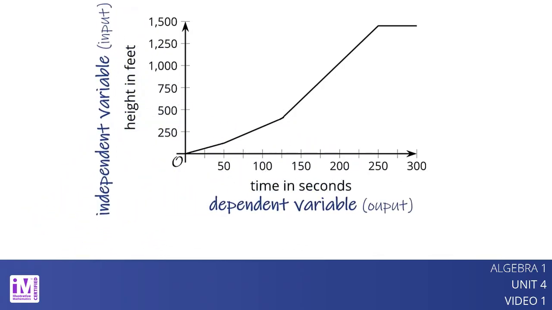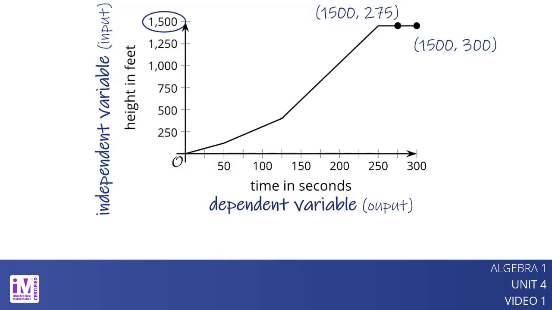The two quantities do not form a function, however, if we consider height as the input and time as the output. This is because the plane can be at the same height for multiple lengths of time since takeoff. For instance, when the plane is 1,500 feet above ground, it is possible that 275 seconds have passed. It is also possible that 300 seconds or some other amounts of time have passed.